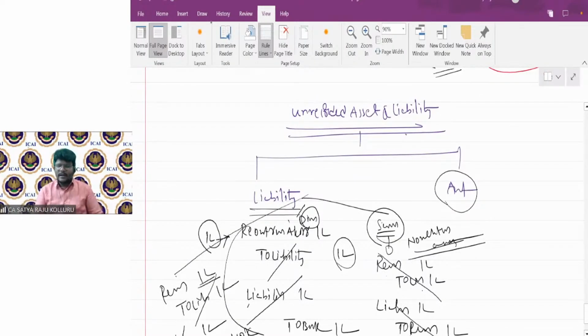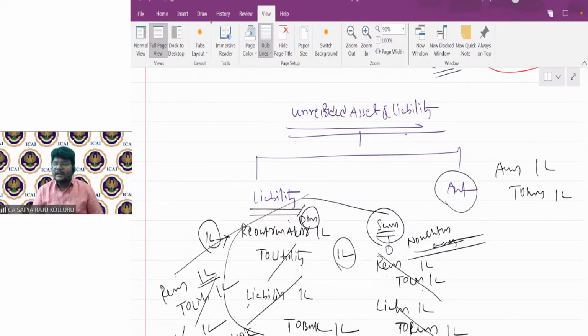Asset, I don't want to make it complicated, because the liability portion we may come across a number of times. So the asset portion is very easy. Sir, any particular asset which was unrecorded, right now you want to record. First you record asset to reconstruction. Let us assume which is 1 lakh.